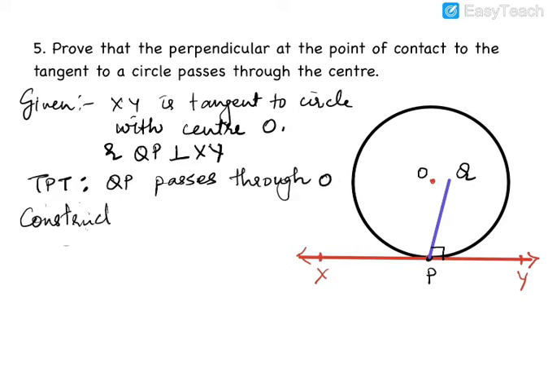We are going to use the first theorem to prove this question. So we will have to do some construction, that is, join point O, the center of the circle, to the point of contact. So OP is the radius of this circle. And now we can use the theorem that the radius is perpendicular to the tangent.